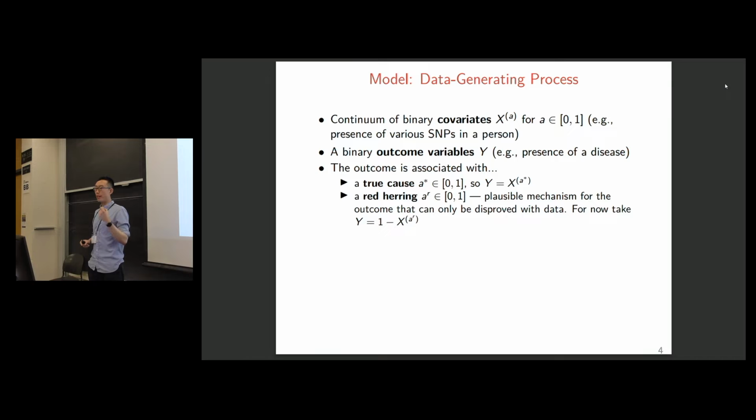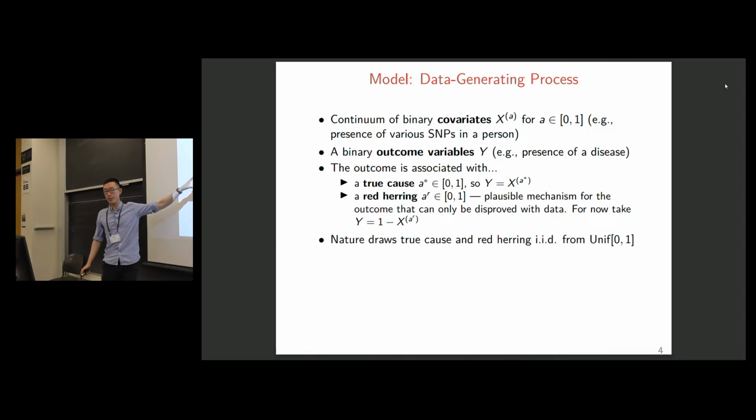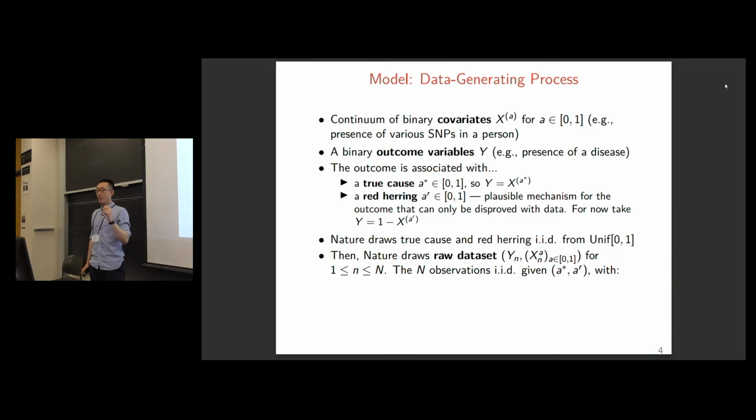I'm going to say the red herring covariate is perfectly negatively correlated with the outcome. Okay? Here's how the data is generated. Nature will draw the true cause and draw the red herring, IID, from the uniform distribution. And then nature generates a data set. Okay? This data set has capital N observations.